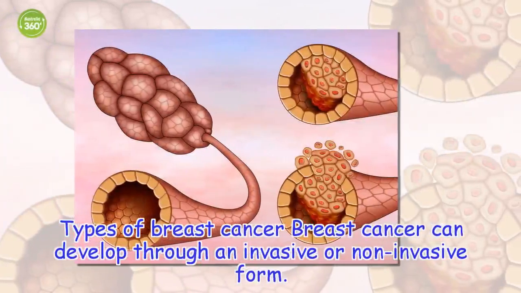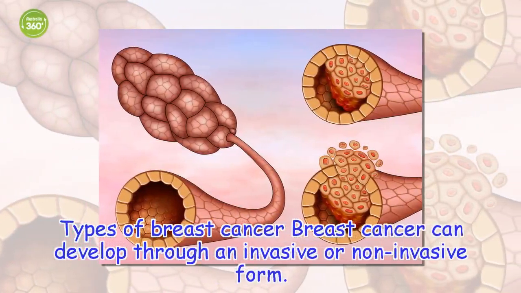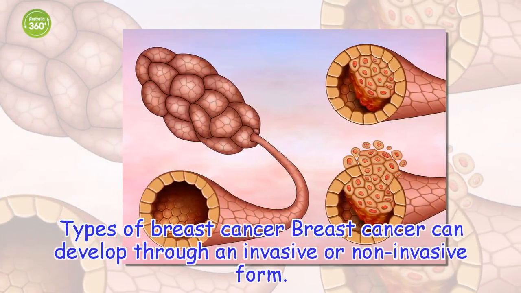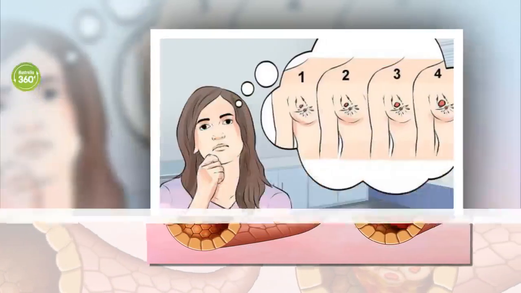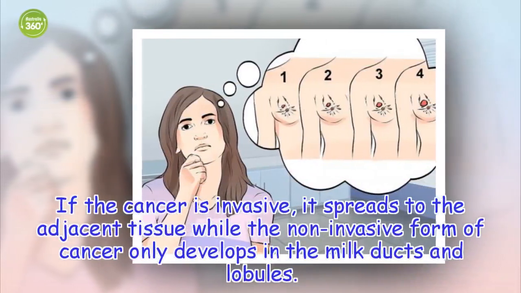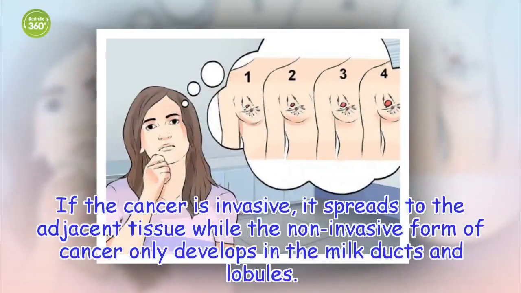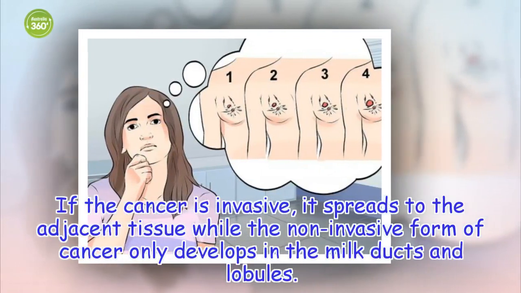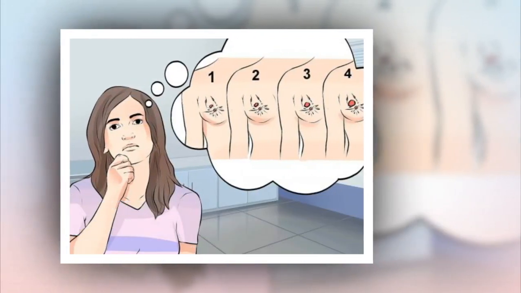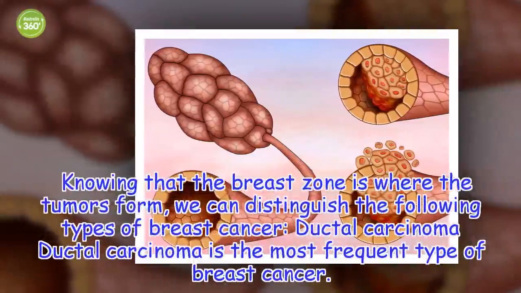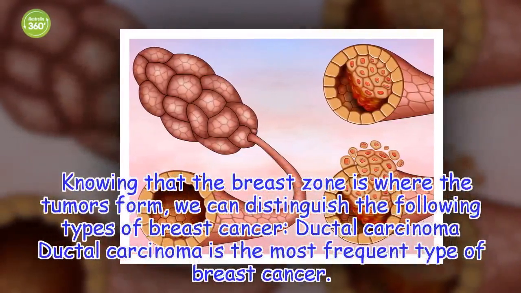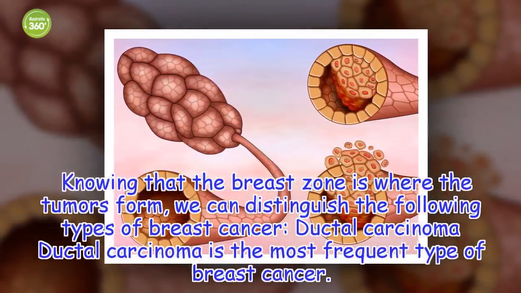Types of breast cancer. Breast cancer can develop through an invasive or non-invasive form. If the cancer is invasive, it spreads to the adjacent tissue, while the non-invasive form of cancer only develops in the milk ducts and lobules. Knowing that the breast zone is where the tumors form, we can distinguish the following types of breast cancer.